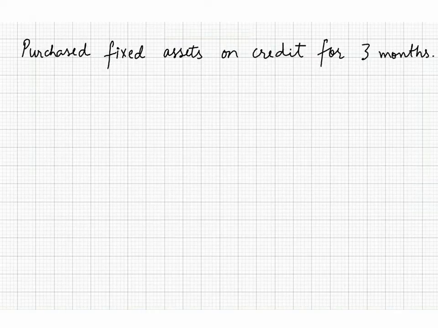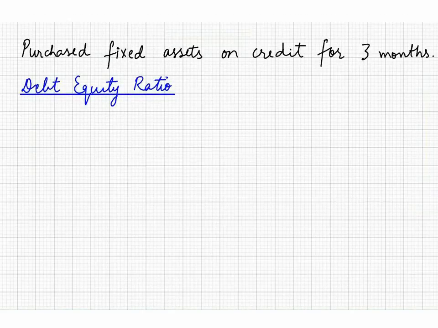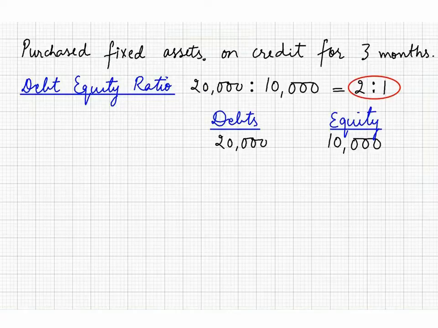Suppose a firm purchased fixed assets on credit for 3 months. What will be the effect on debt equity ratio? So the best way is assume that debts are 20,000 and equity is 10,000 rupees. It means the original debt equity ratio is 2:1.